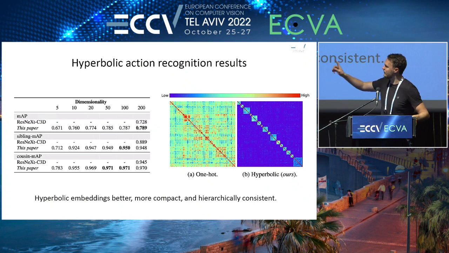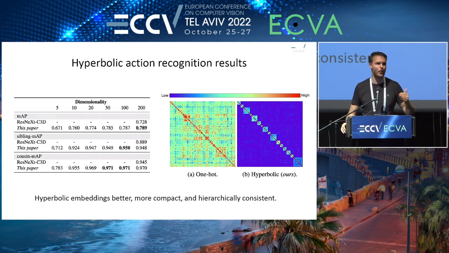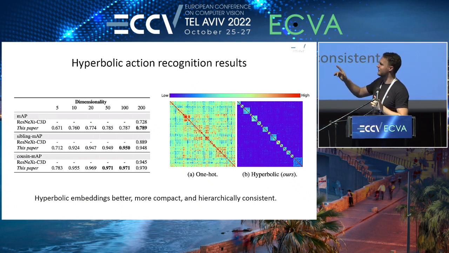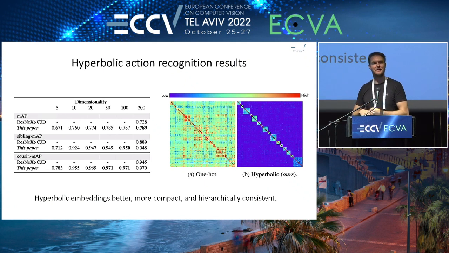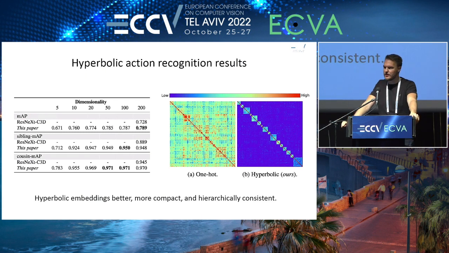And here they have a sibling and cousin MAP. It's the same as this hop MAP, where they say, well, for sibling MAP, my prediction is still correct if at least the class I predict has the same parent, and cousin if they have the same grandparents. That's why the numbers also go up. So you see also that with these hierarchical constraints, it's better. On the right, you see an image of what the embeddings, the pairwise similarities between videos look like if I train it the normal way or if I train it with the hyperbolic way with the hierarchy.